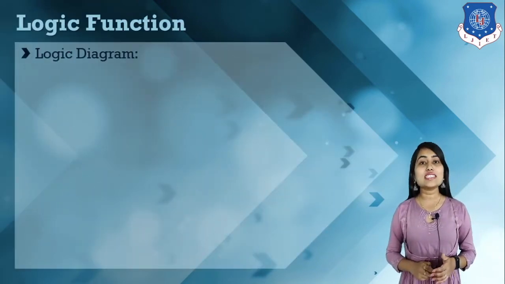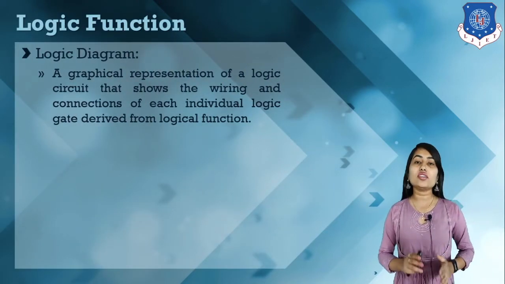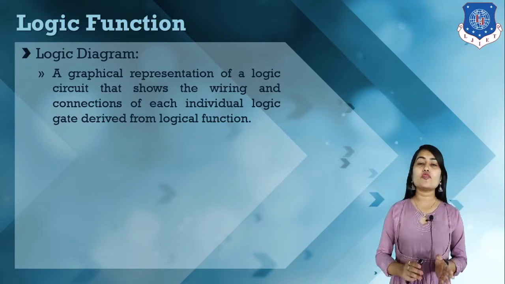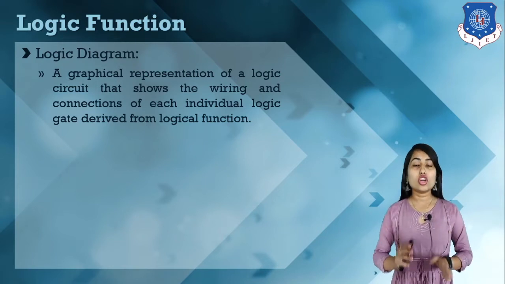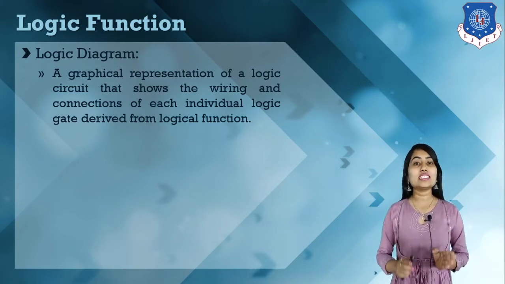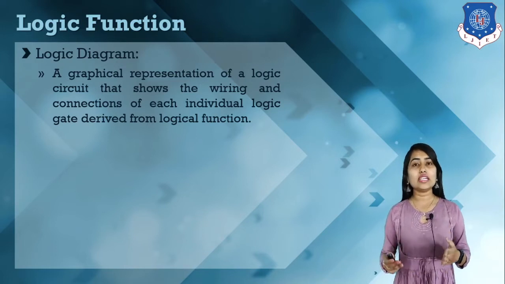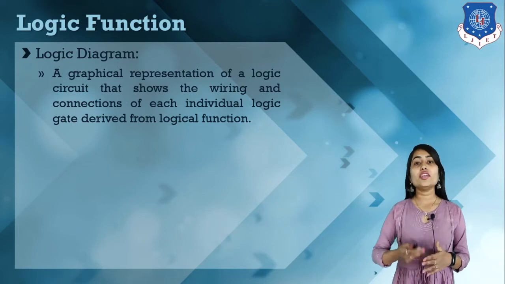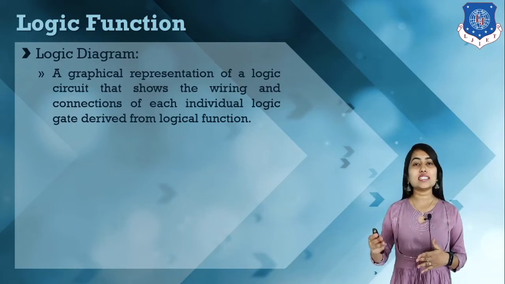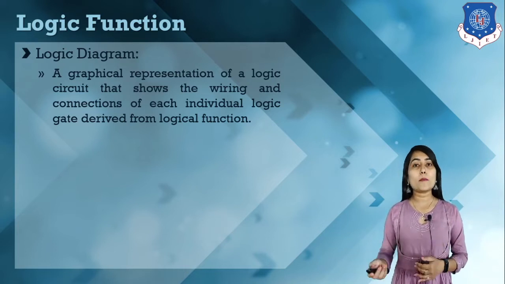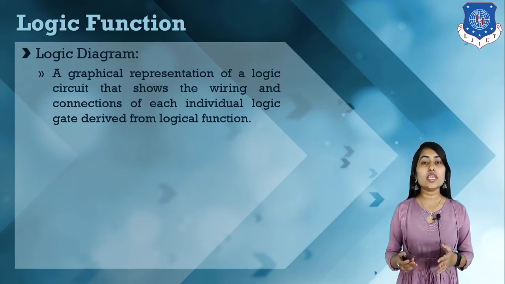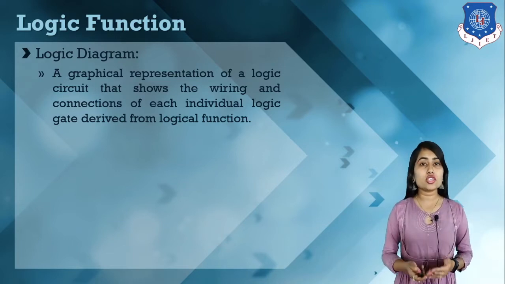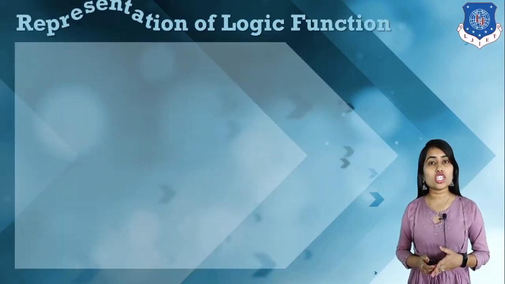Then next we have the logical diagram. This logical diagram is basically a graphical representation of a logical function of any combinational digital circuit. This logical diagram contains various logical gates. Using various logical gates we can define various logical diagrams for different types of combinational digital circuits. So here we have different ways to represent logical functions.